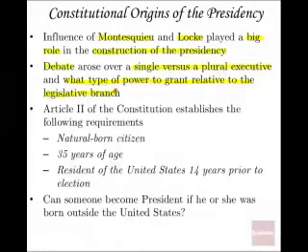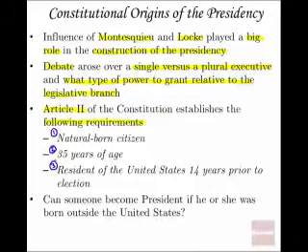Now, there are certain formal requirements in the Constitution that are required of the president. Article 2 of the Constitution establishes the following requirements. Number 1, natural-born citizen. Number 2, 35 years of age. And number 3, resident of the United States 14 years prior to the election.